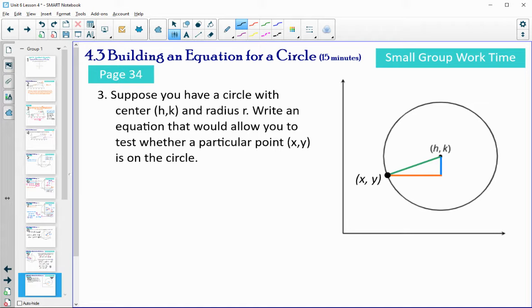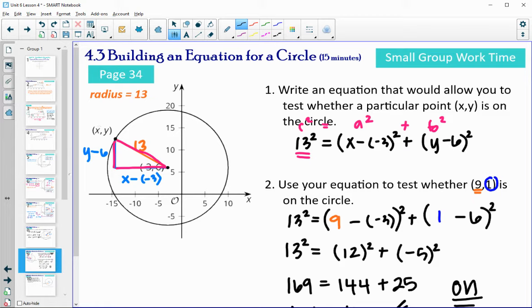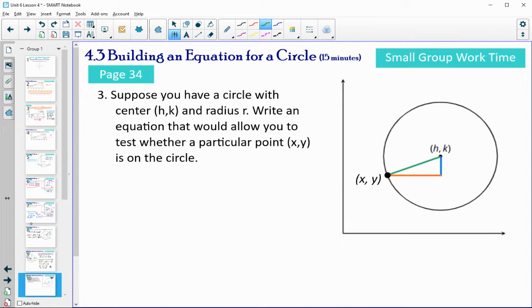So let's generalize even further. In this problem, we had a generic point on the circle, but we knew the center. They gave us this center was negative 3, 6. We wrote an equation. How about just in general for the whole thing? So no numbers in here at all. This hypotenuse in a circle is called the radius. Again, we're using the Pythagorean theorem for this. So c squared equals a squared plus b squared.